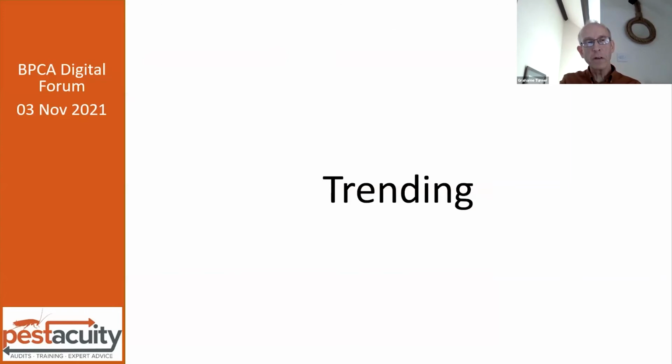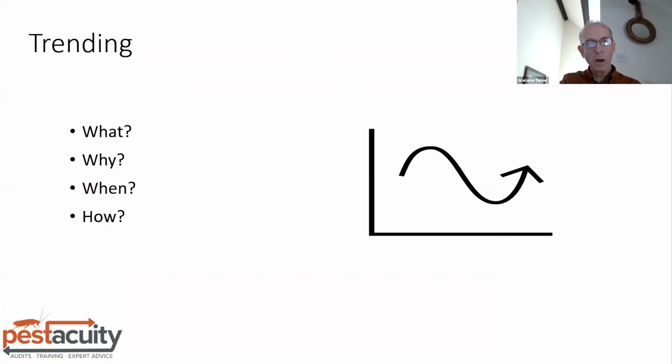So that's a bit about pest risk assessments. Let's move on to trending. What do you mean by trending? Well, this is where we look at information that we picked up from infestations, what pests have been found on site, and we look at it to assess what we can do to prevent it happening again.